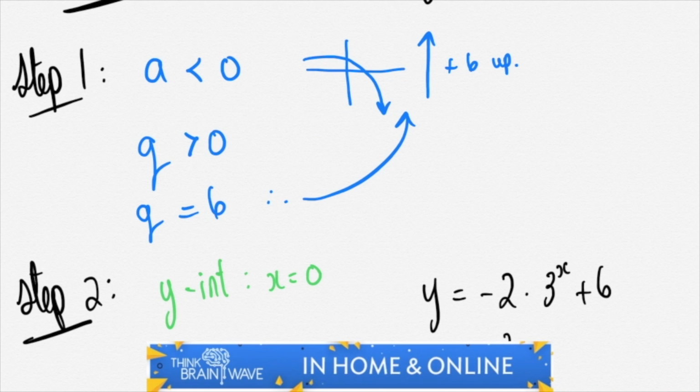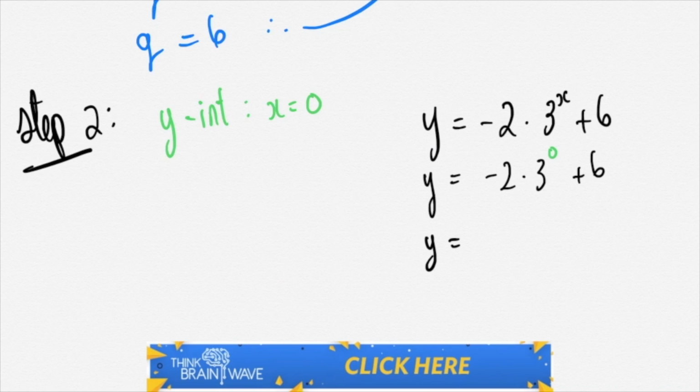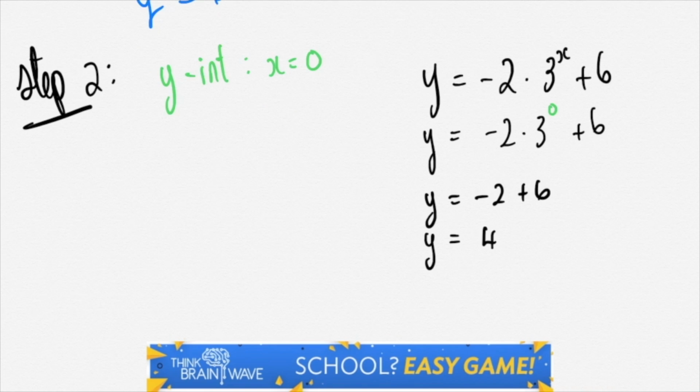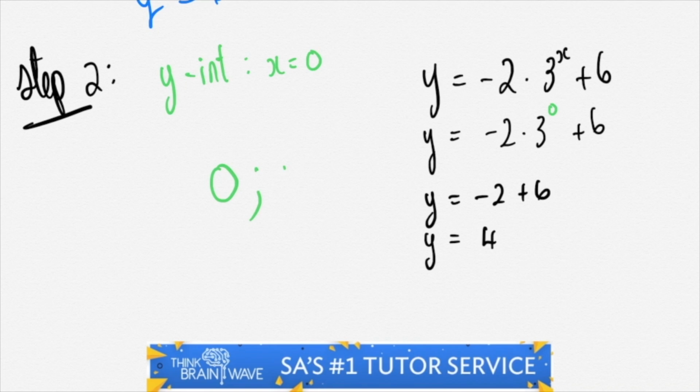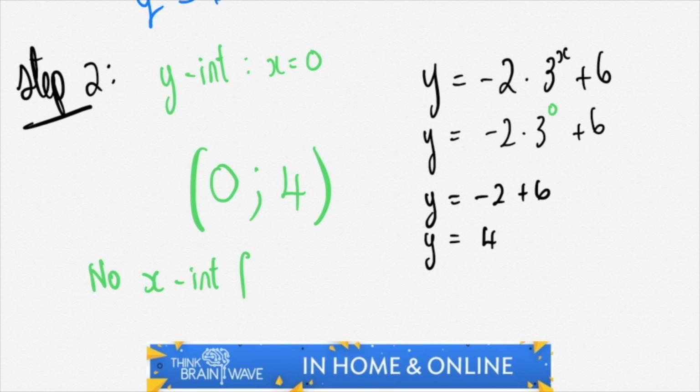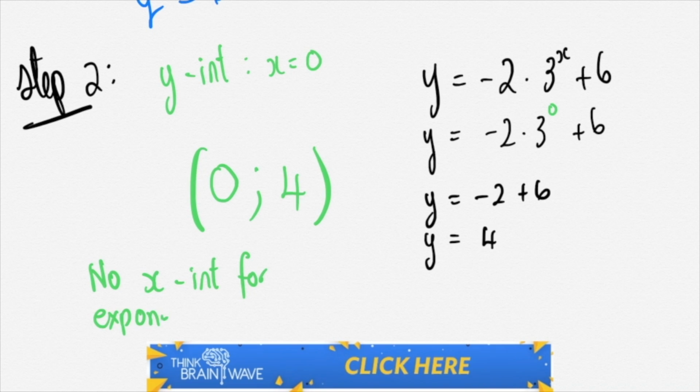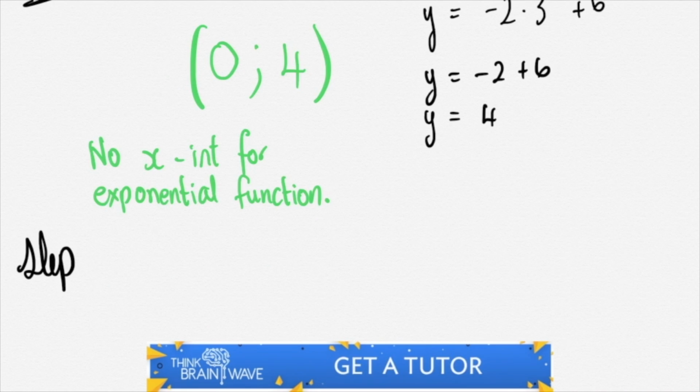So we say x is equal to 0, we sub it in, we say -2 times 3 to the 0 plus 6. Anything to the power of 0 is 1, so you have -2 plus 6. So your y value is 4 when your x value is 0. There's your first point. And as I've said, we're used to having no x-intercept for exponential curves, but we'll look into this now.